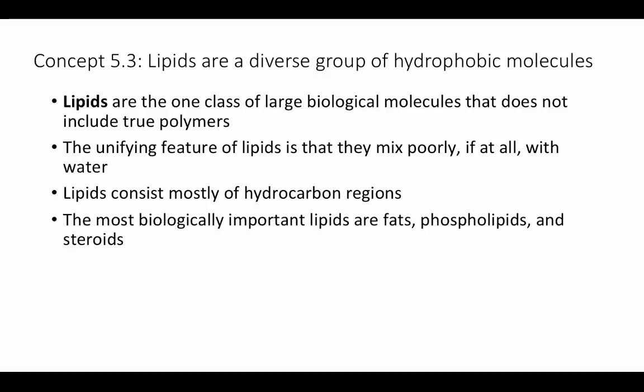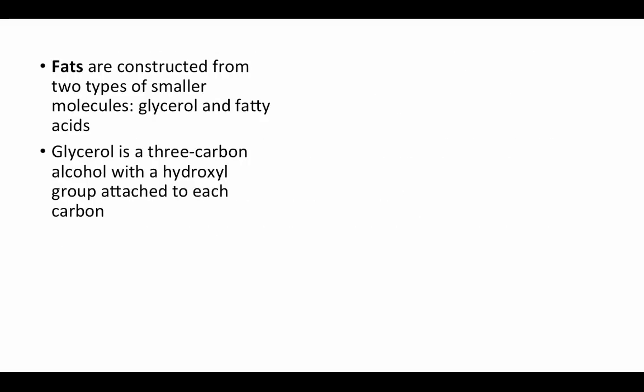So among this diverse category of lipids, there are going to be three that we're going to really think about that are very biologically important, and those are fats, phospholipids, and steroids. And we'll take a look at each of those in turn right now. So what is a fat? Fats are constructed from two types of smaller molecules, glycerol and fatty acids.